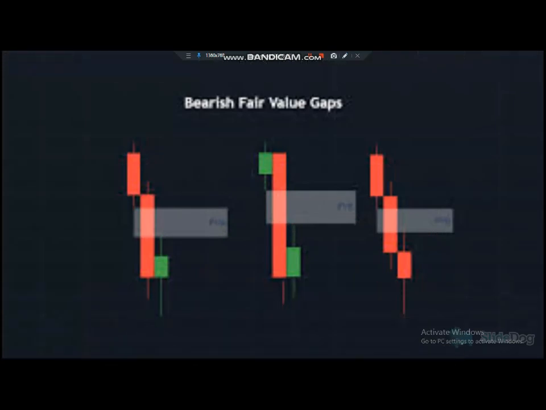If you have any more questions, feel free to do your own research to truly understand what is imbalance, what are inefficiencies, and what is the fair value gap. But that is it from the Market Maker SA group.